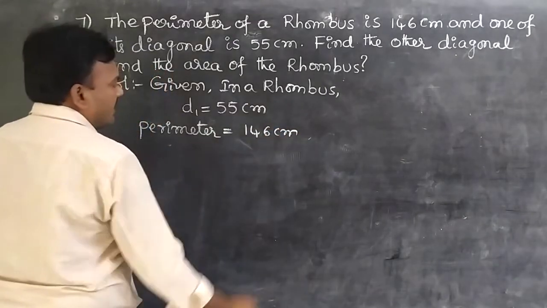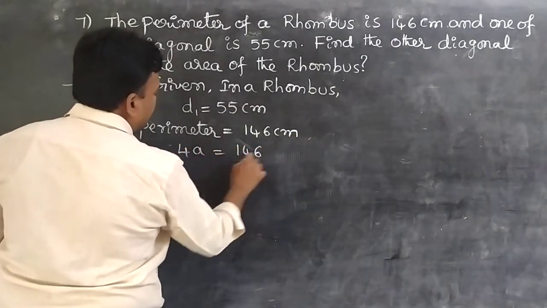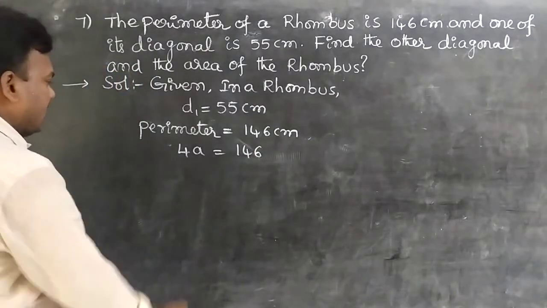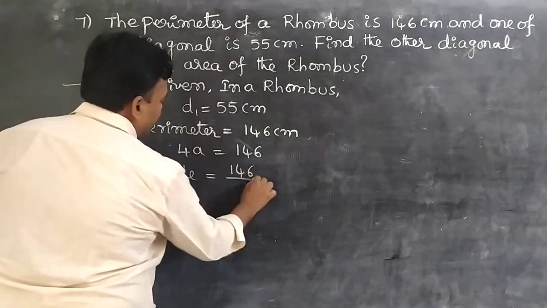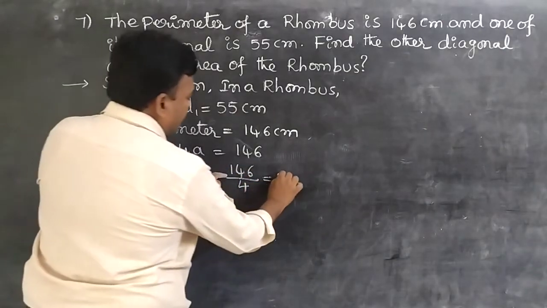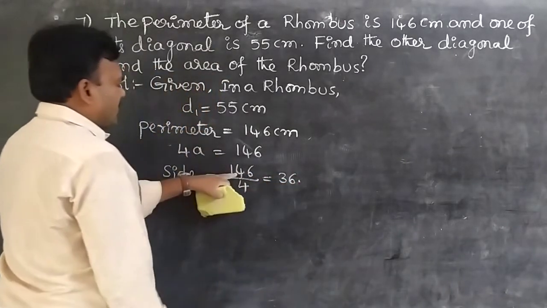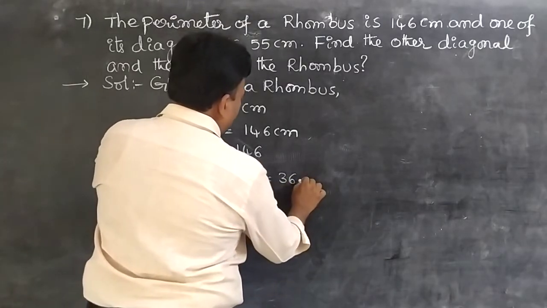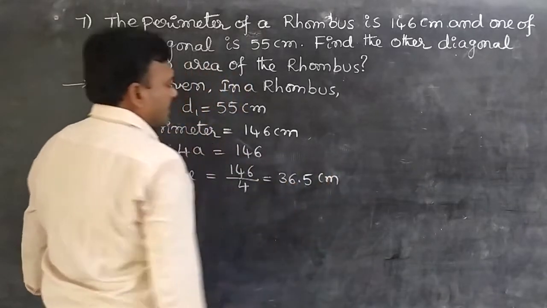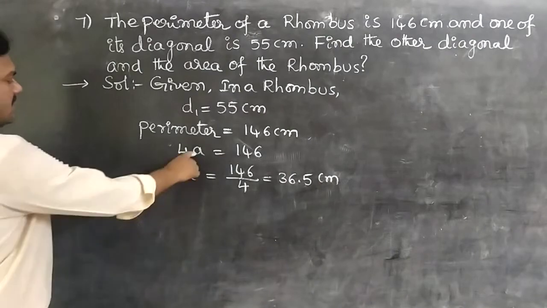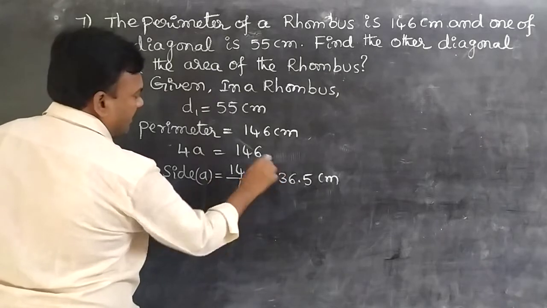So perimeter equals the formula 4a. So 4a equals 146. a is nothing but the side. Therefore side equals 146 by 4. So cancellation: 4 3s are 12 and again 4 6s are 24, next 4 5s are 20. We get 36.5 centimeters. This is the a value, students. Side a equals 36.5 centimeters.